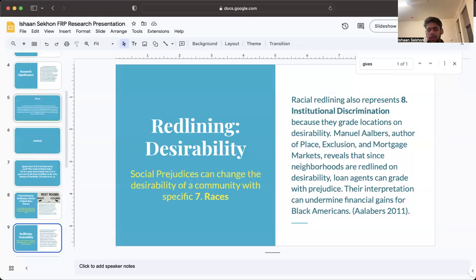So again, to clarify, desirability is how loan agents grade the quality of living around a house. Racial redlining also represents institutional discrimination because they grade locations on desirability. Manuel Albers, author of Place Exclusion and Mortgage Markets, reveals that since neighborhoods are redlined on desirability, loan agents can grade with prejudice. Their interpretation can undermine financial gains for Black Americans. So this demonstrates how the loose interpretation can allow social prejudices to change the desirability of a community based on the specific races inhabiting that community.